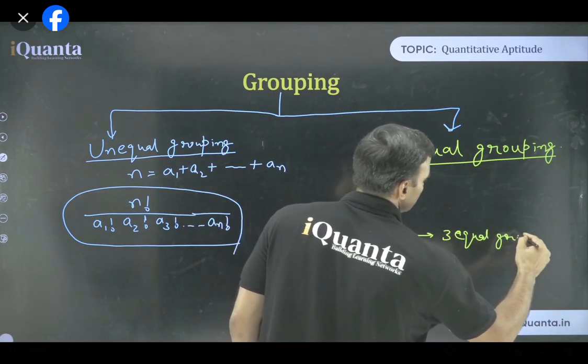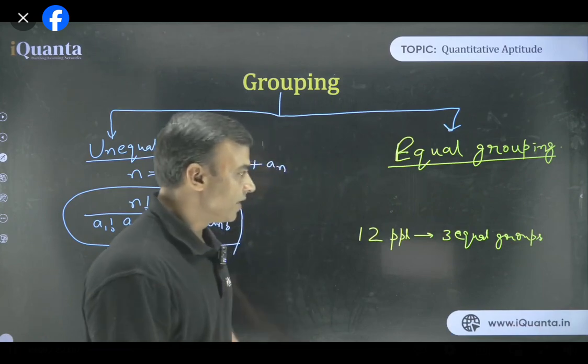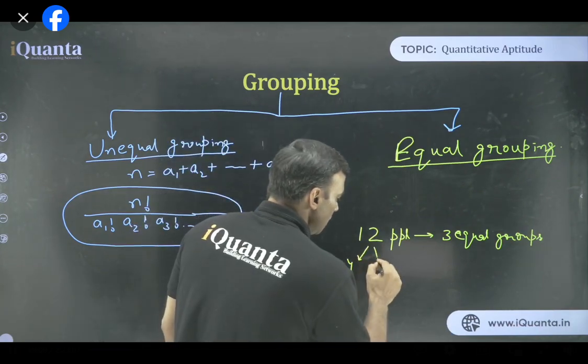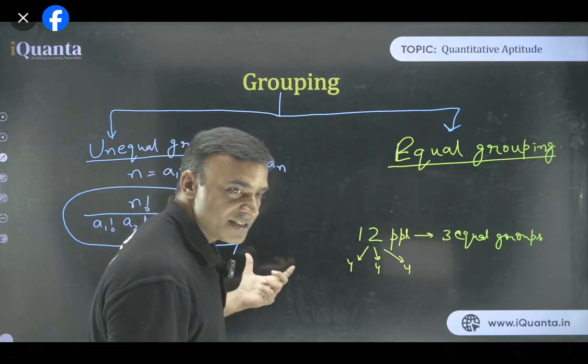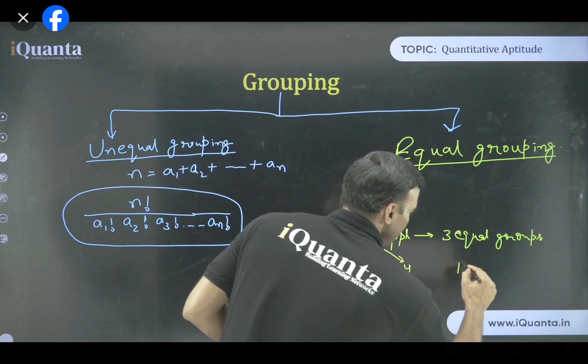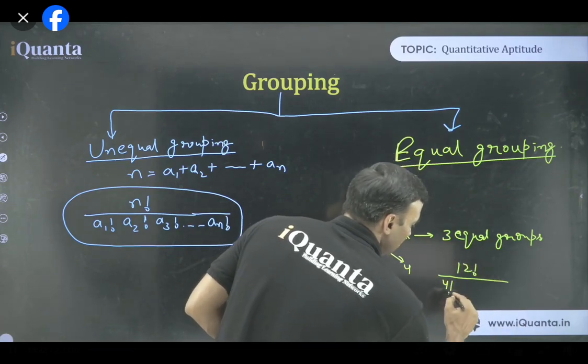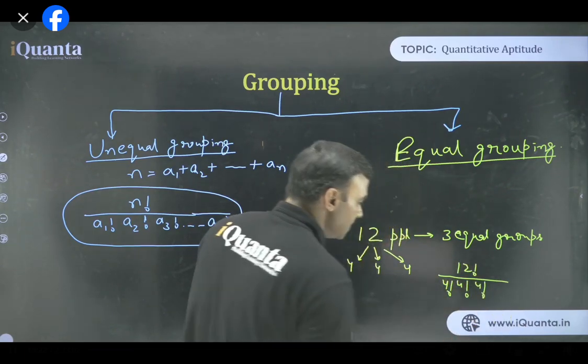3 equal groups. So when I say 3 equal groups, it means 4, 4, 4, right? So using the process that we have learned just now, it is straight away 12 factorial divided by 4 factorial, 4 factorial, 4 factorial. Hold on, please listen to this carefully.